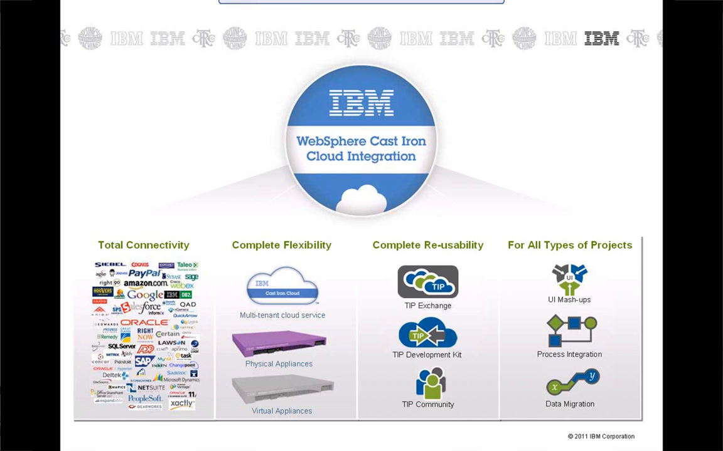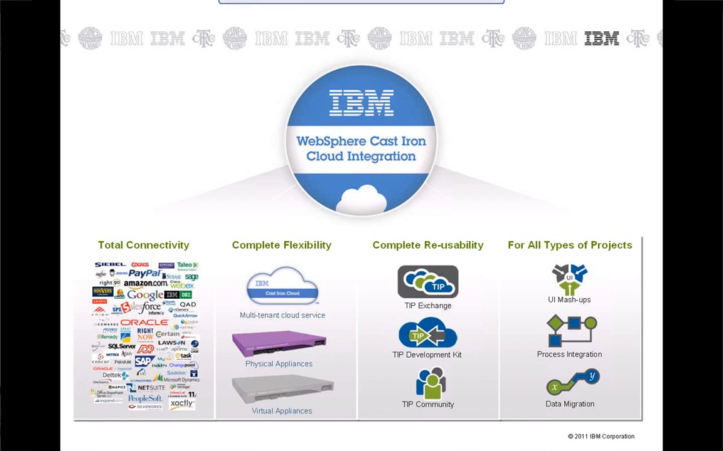The second one is the virtual appliance. The virtual appliance is the hypervisor edition, where we use the software to create a virtual machine using your virtualization technologies like VMware or Xen platform. So that is the virtual appliance, where you install the software on a virtual machine and use it.